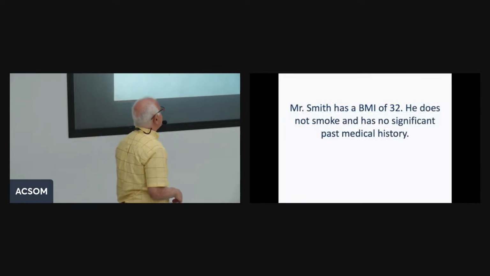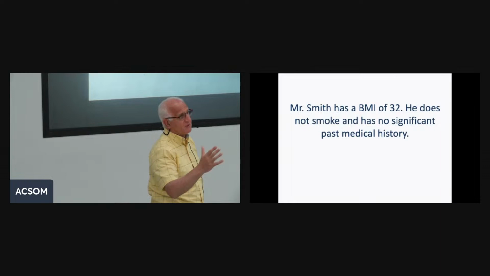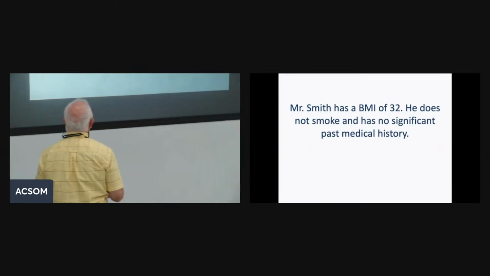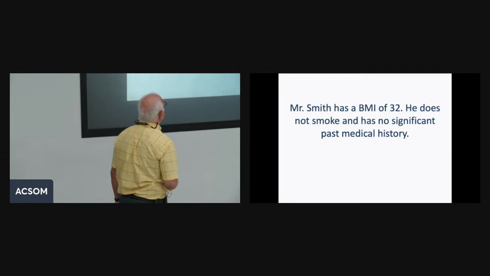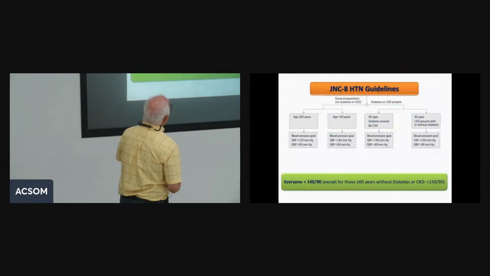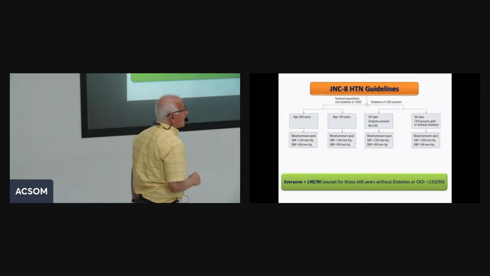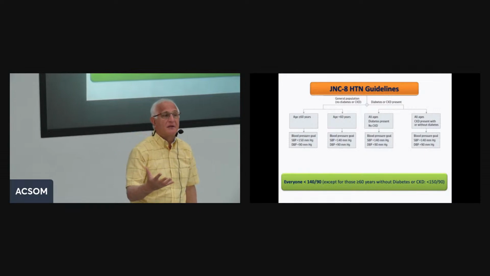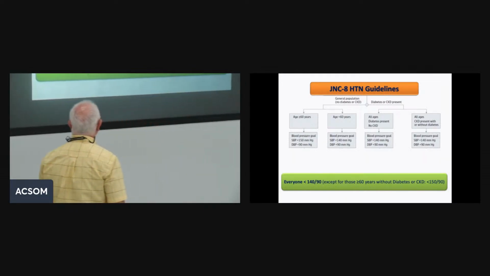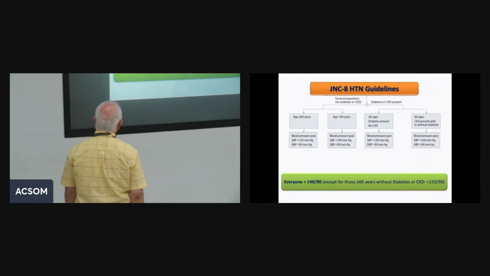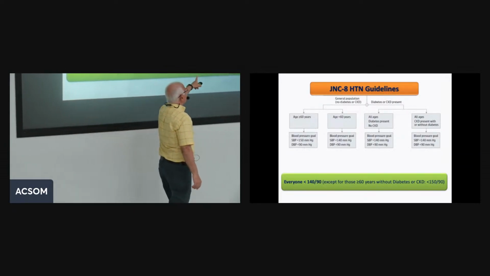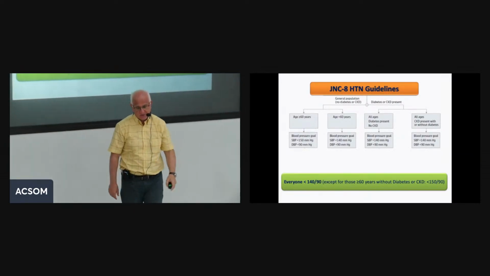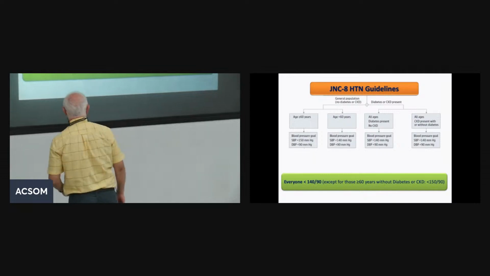Okay, Mr. Smith has a BMI of 32. We know that around 25 or less would be better. He does not smoke and has no significant past medical history. So in this diagram, where does our Mr. Smith fit? Remember, everyone less than 140 over 90, except for those over 60 who do not have diabetes or CKD. Those will be 150 over 90.